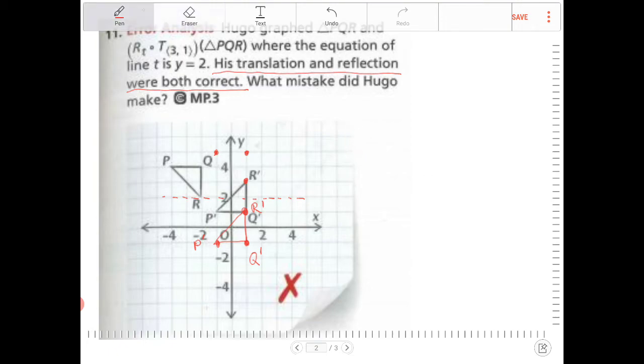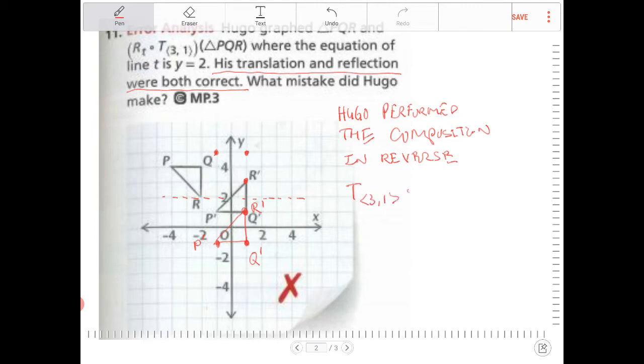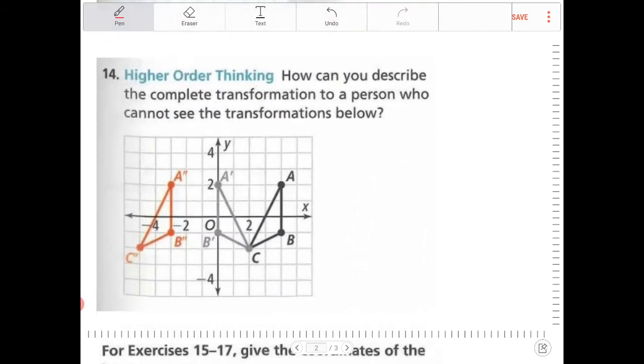So Hugo performed the composition in reverse. First reflecting, so he did this to triangle PQR. Remember, we're always going from right to left, not left to right. So that's the mistake that he made.